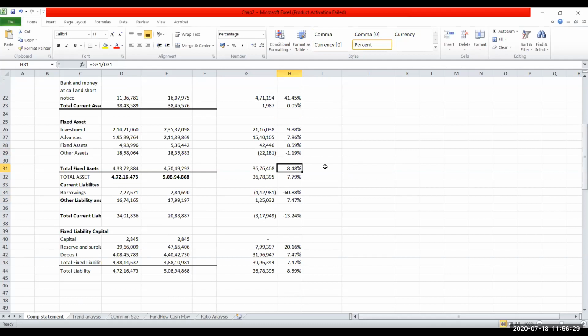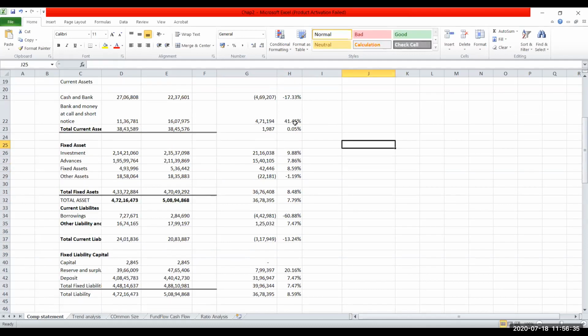Total fixed asset is increased, and total current asset is increased by 5%. See what is happening here. So here it is only increased by 5%. We need to understand why current asset is increased by only 5% and why fixed asset is increased by 8%. So this is the interpretation I have. So 8% and 5%. We should understand what it is.